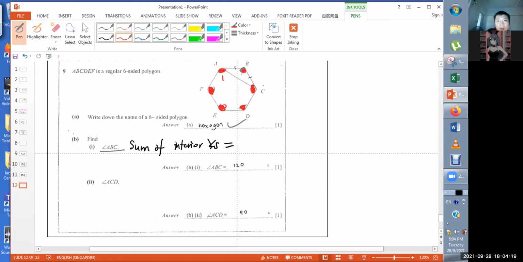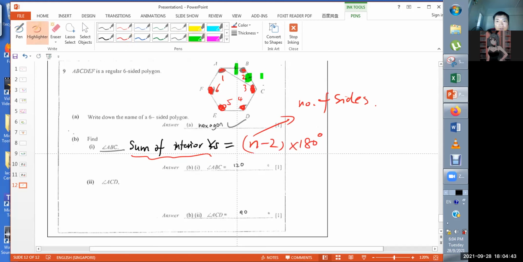So if angle 1, 2, 3, 4, 5, 6, they all add up. That's called sum of interior angles. So the formula is n minus 2 times 180. The n here is the number of sides. Can I ask you how many sides are here? 1, 2, 3, 4, 5, 6. Very good. So you just put 6 inside. 6 minus 2 is 4. 4 times 180 is 720. Does it make sense now?